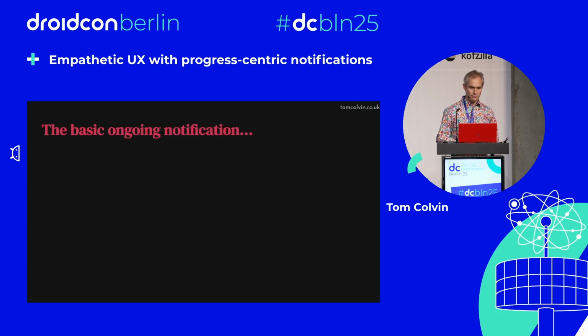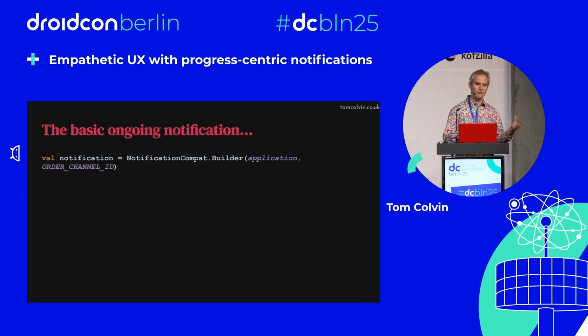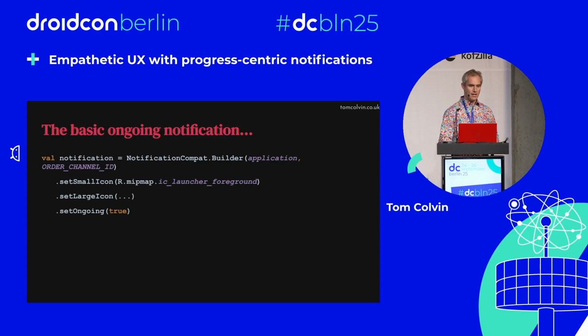Once we've created that channel, we can create the basic ongoing notification. We do this with a notification builder. I'm using, obviously, NotificationCompat, so it can be backward compatible. That allows us to set a small icon and a large icon. And it allows us to set ongoing to true. That means it's an ongoing notification, which is essentially an indication that the app is performing a background task, the user is probably actively engaged in it, and it requires their continued attention. It's going to be a persistent notification. Up until recent versions of Android, that isn't a notification that could ever be swiped away.